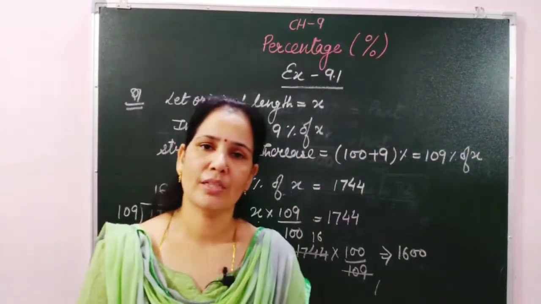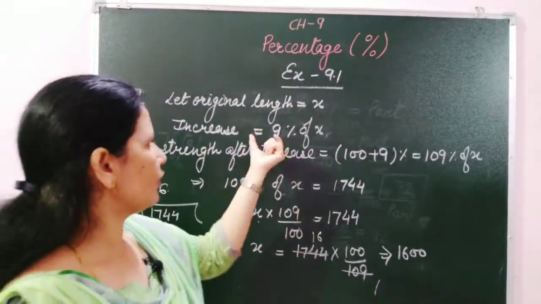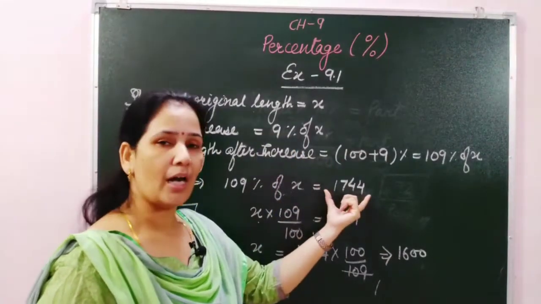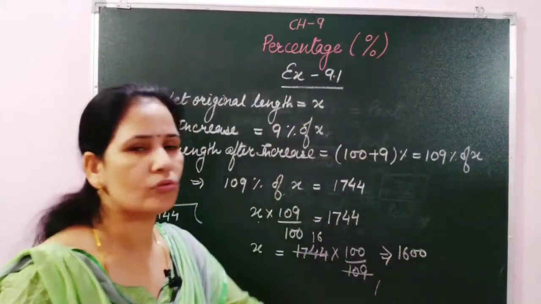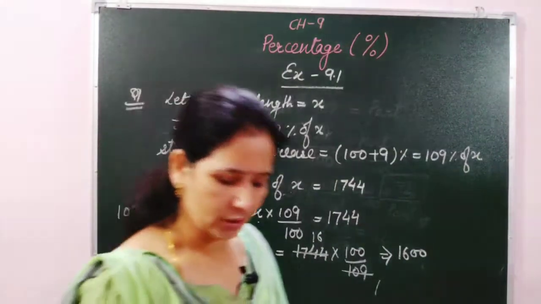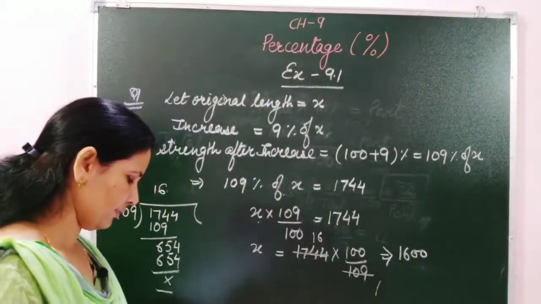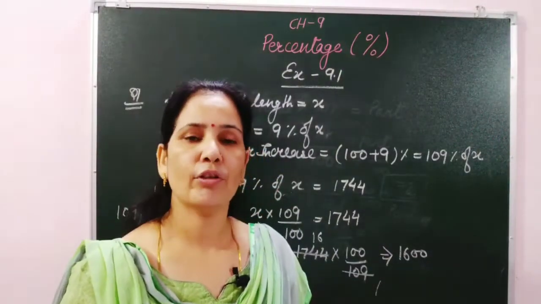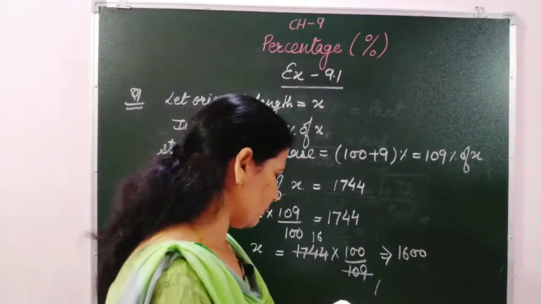That means 1600. So what we did in this question, students: they have given only the increase percentage to us and the number after increasing. In this way we have to solve these questions. Okay, now let's move to the next question. Students, they have also given the same type of example, and for your practice you have to solve that example also.